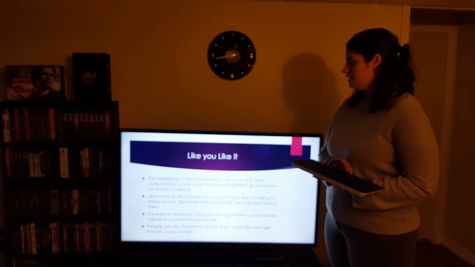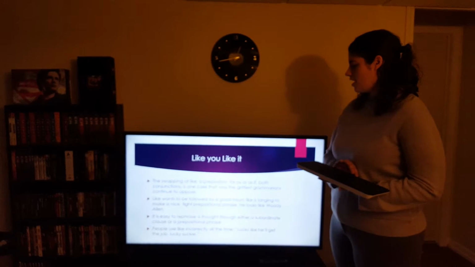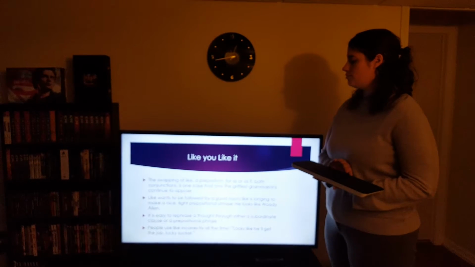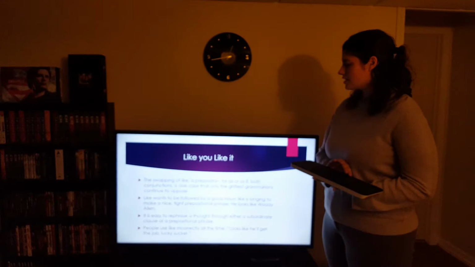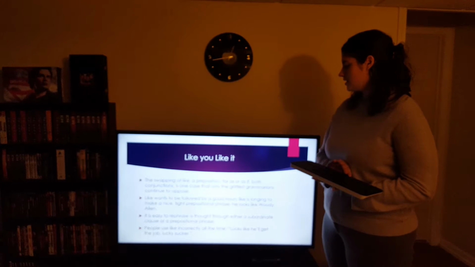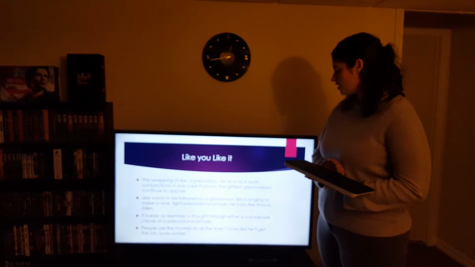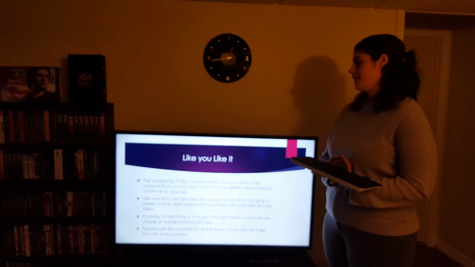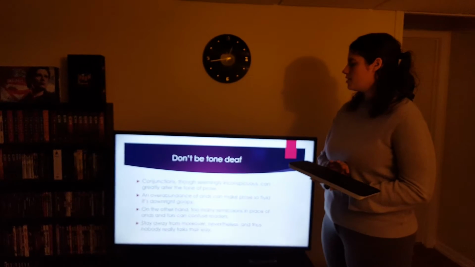It is easy to rephrase a thought through either a subordinate clause or a prepositional phrase. People use "like" incorrectly all the time. "Looks like he'll get the job." Lucky sucker.